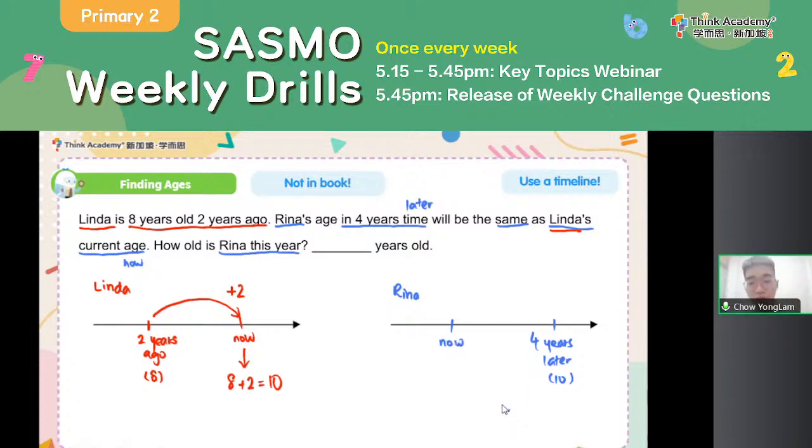Now this time we go from 4 years later back to now. We are moving backwards. So when we are moving backwards, should we plus or minus to find our ages? Okay, I see a lot of answers in the comments. That's correct. Going backwards, we minus. So minus how many? 4 years. So minus 4. So the age for Rina now will be 10 minus 4 equals 6. So in total, 6 years old for Rina. So through the use of timelines, we can better visualize how to find the ages of each person. And if you see two people, don't panic, just draw two timelines.